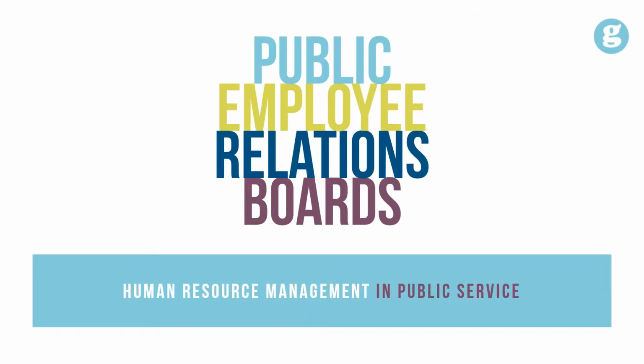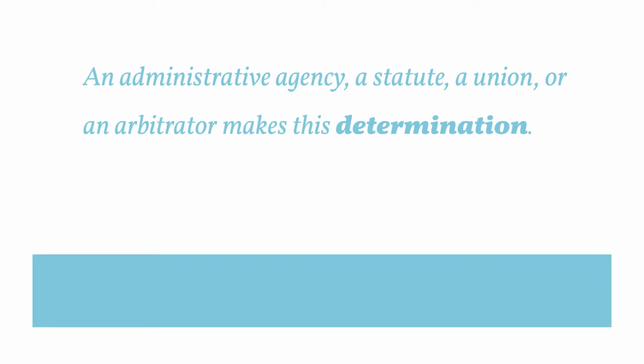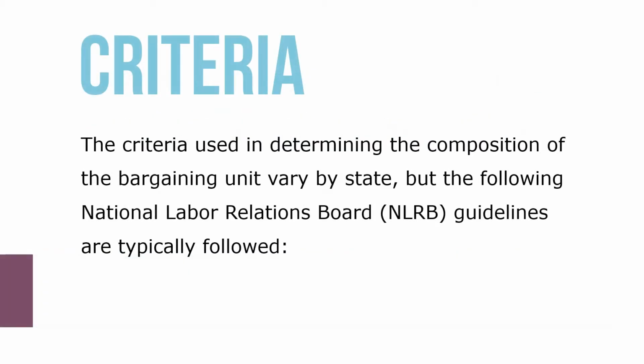Let's take a look at public employee labor relations boards. Each step is necessary to determine who will engage in negotiations. Bargaining unit determination identifies whom a union or other association in negotiation sessions will represent. An administrative agency, a statute, a union, or an arbitrator makes this determination.